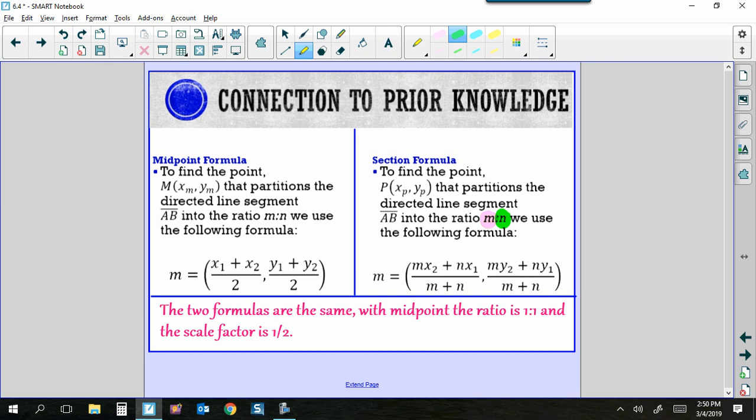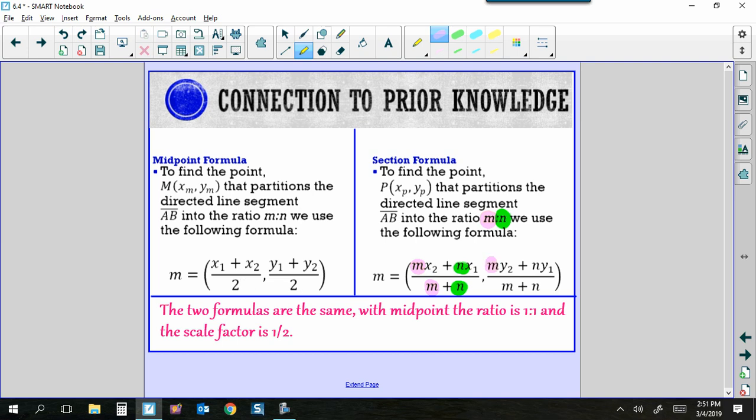Well, what's 1 times x1? x1. And what is 1 times x2? x2. So what we have on top, if our m and n are 1s, you're left with just an x2 plus an x1. On the bottom, you're adding your m and n. Well, what is 1 plus 1? 2. And there's our midpoint formula.